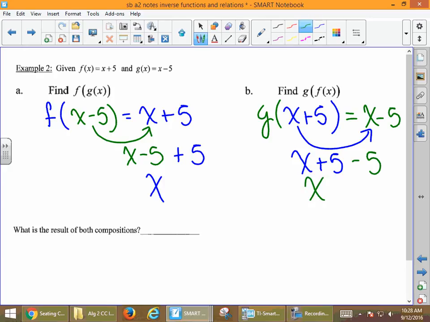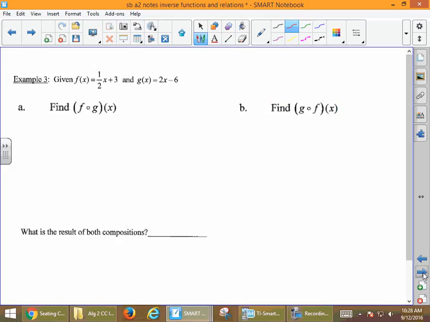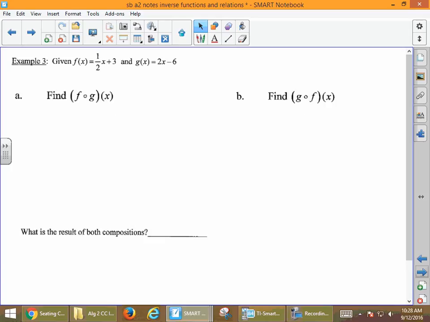So if we look down here, what is the result of both compositions? f of g of x and g of f of x, what did we get when we finished both times? We got x both times. Let's try another. Same kind of thing.